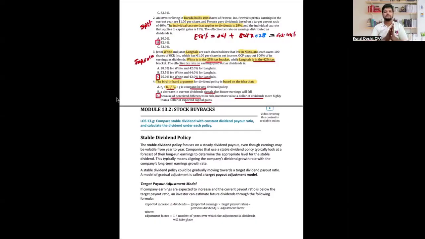Stock buybacks. Before we move to stock buybacks, is everyone clear about the dividend part? Got it?